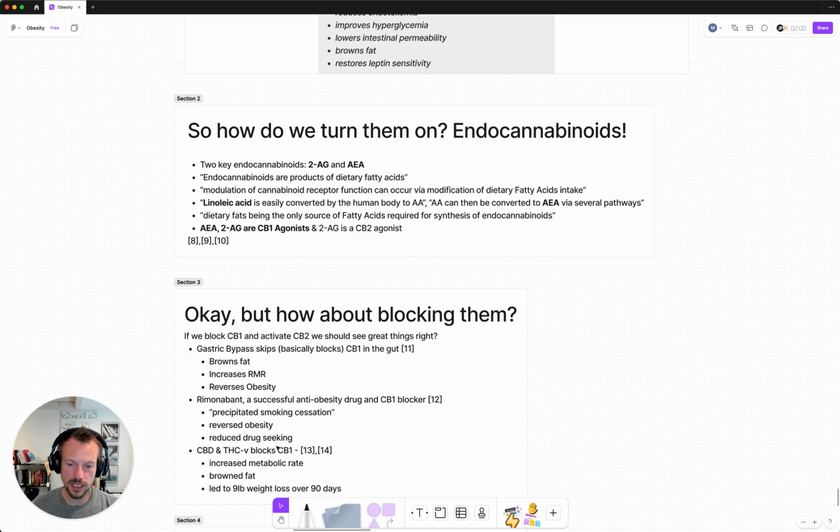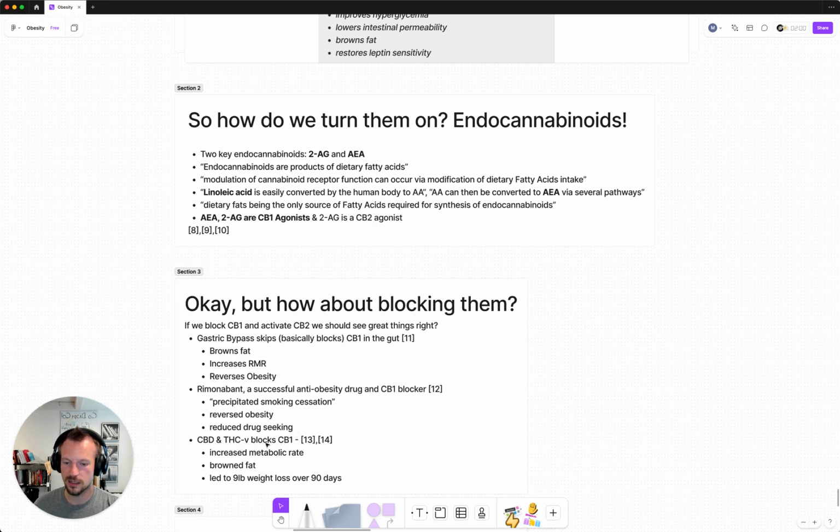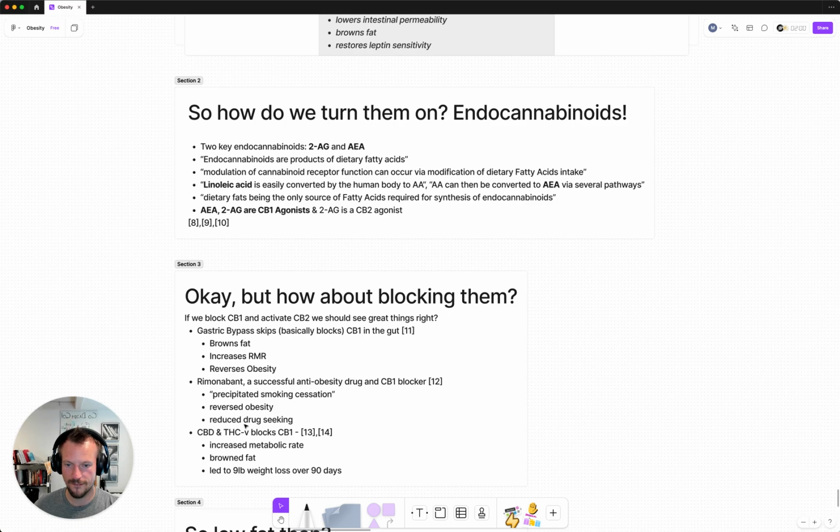And it's been shown that if you take certain doses of this, it will increase your metabolic rate. It will brown your fat, which is what we want. Fantastic. And clinically, it led to a nine-pound weight loss over 90 days with nothing else changing, just the group taking the strip with CBD and THCV versus the control. So we know turning them on is bad. Blocking them totally works, which also means that turning them on is definitely bad.